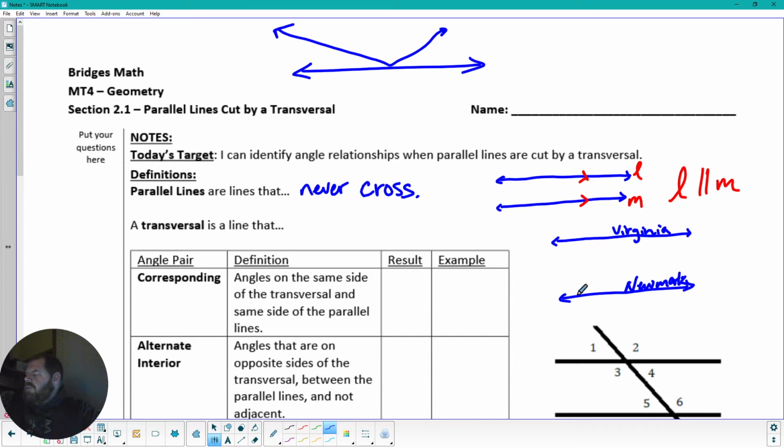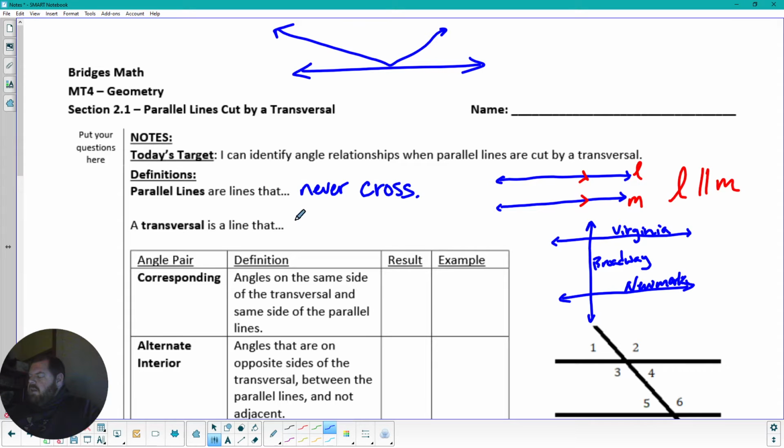And if I want to get from Virginia to Newmark, since they don't intersect, there's no intersection of Virginia and Newmark, I need something to go over to get there. And there's plenty of options. I'm going to pick on another very common one, and that would be Broadway. Okay, Broadway is right up from the school. A bunch of traffic lights on there, so it's probably an important one. So in this diagram, Broadway would be our transversal. It's our way to get from Newmark to Virginia.